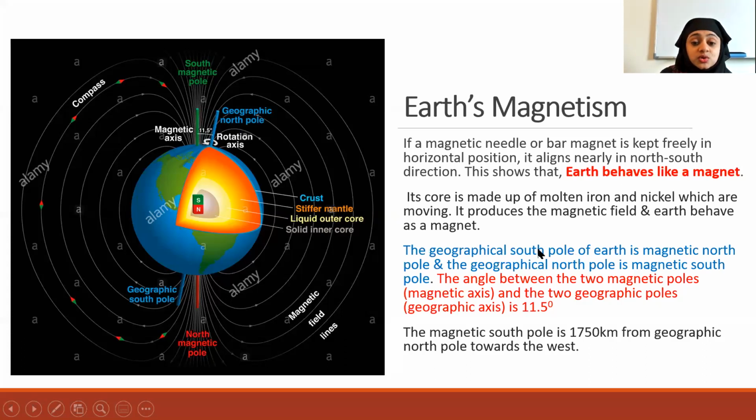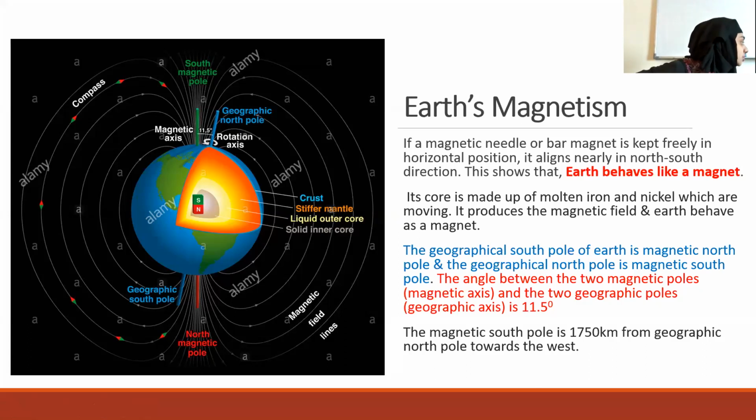Is this clear to you? Why is the geographic south pole of Earth the magnetic north pole? Is that clear? Sir, not fully. I mean, I didn't understand properly. Can you repeat that part?